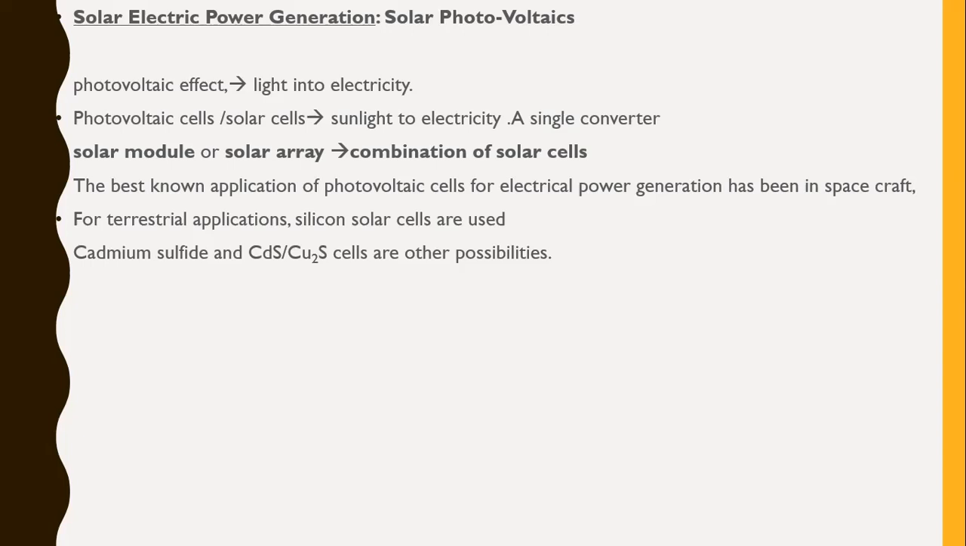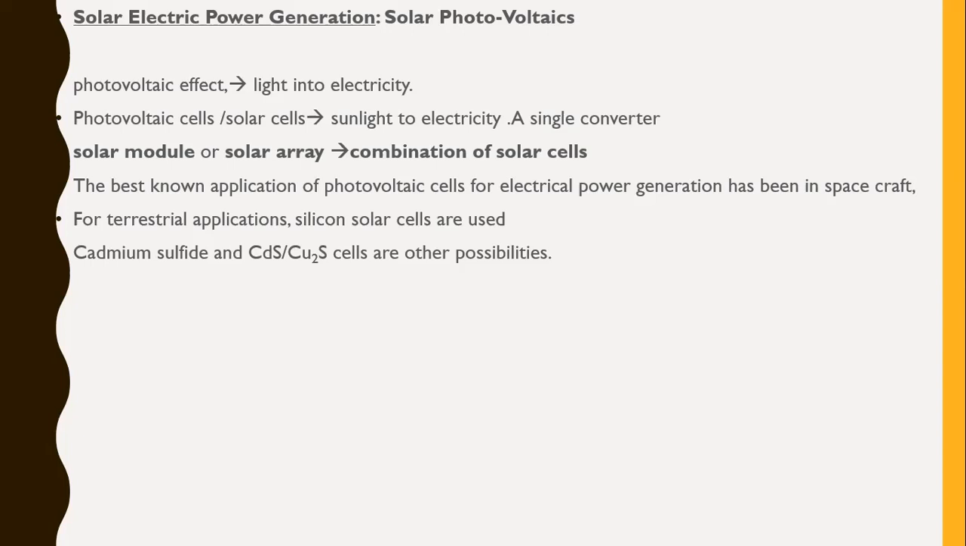These photovoltaic cells are also used for terrestrial applications. In terrestrial applications, these silicon solar cells have operating efficiencies of about 12 to 15%. So this is less than the normal room temperature's efficiency percentage.